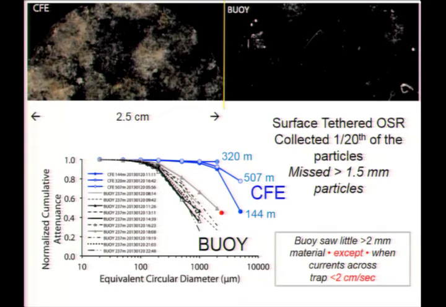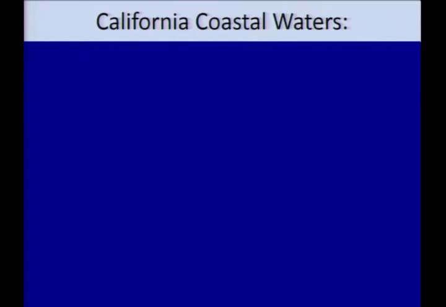And one of the interesting things is, we had ADCP data, acoustic Doppler current profiler data, and so we were able to calculate the rate of flow of water across the top of the trap. And the buoy saw little material greater than 2 millimeters in size, except when currents dropped below a centimeter a second. And they went up to about 7 centimeters a second across the trap.